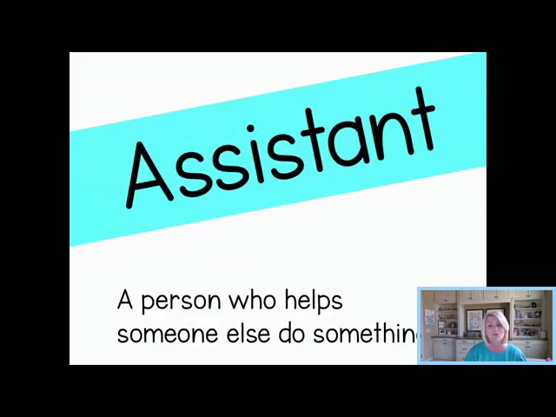All right, so before we get started, let's talk about assistant. Some of you may not know what an assistant is. So an assistant is a person who helps someone else do something. So if you've ever helped your brother or sister clean their room, you are being their assistant and helping them. If you've ever helped your mom bake a cake, you are being her assistant and helping her. So we're going to read The Easter Bunny's Assistant.